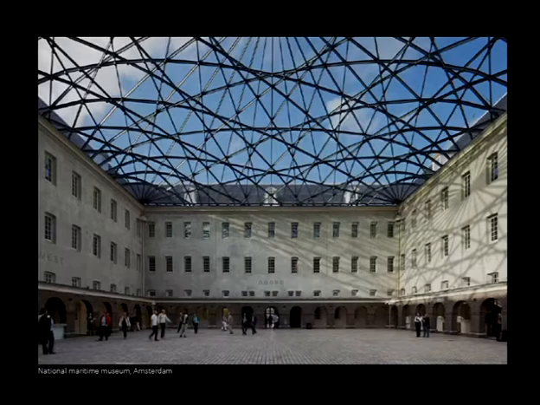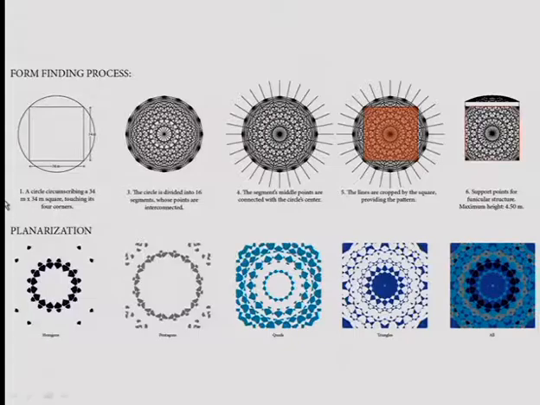So what I want to show you now is the National Maritime Museum. The National Maritime Museum is a hybrid. So what happens here, I've got this square court, and there were the sea charts of the 16th and 17th century. They were inspired by that.